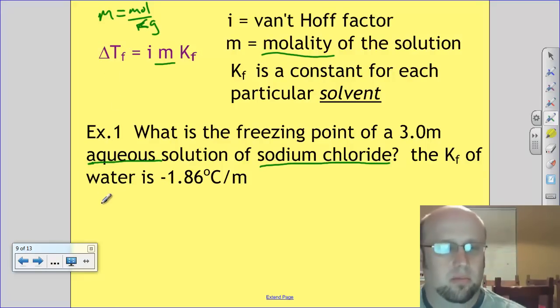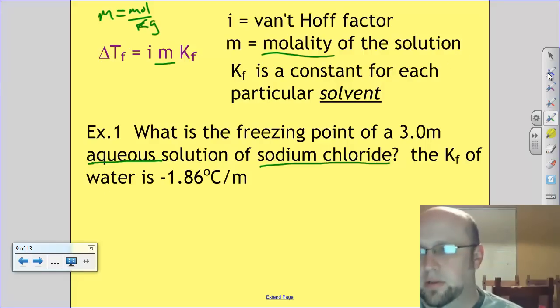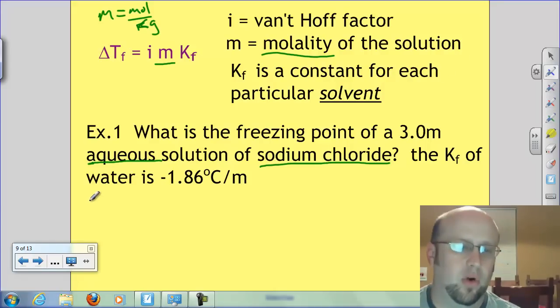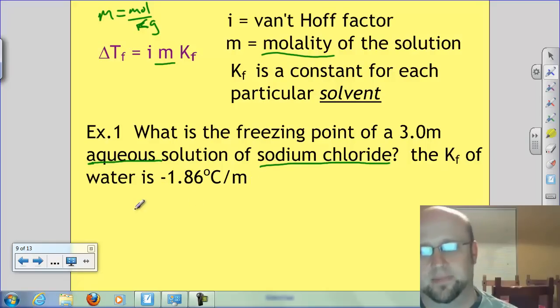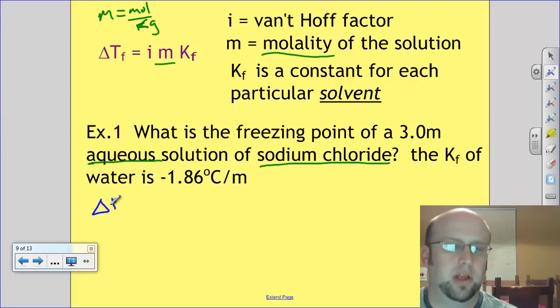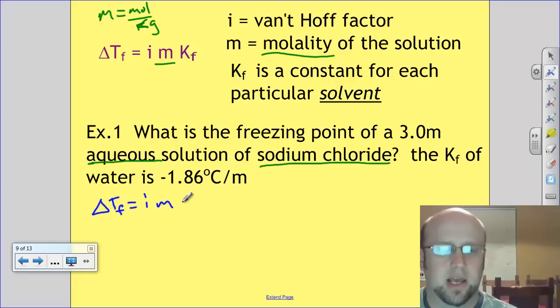So let's work this one out. Let's see how this sample problem works. What is the freezing point of a 3 molal aqueous solution of sodium chloride? The Kf is negative 1.86 degrees Celsius over molality. So our formula, delta Tf, is equal to i times m times Kf.